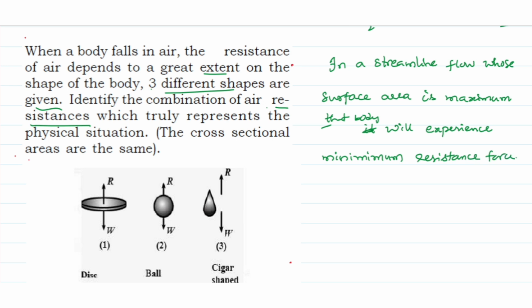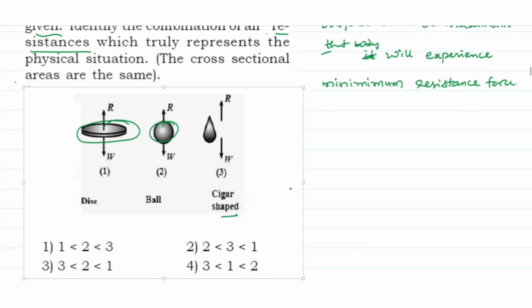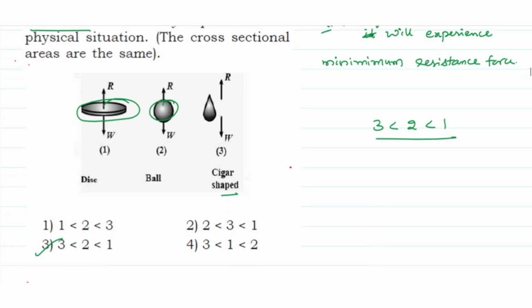So here among these three bodies, the area will be more for this disc when compared to this ball, and it will be more for the ball than the cigar shaped one. So obviously, which one will experience the greater resistive force, in order? The third body will experience the least resistive force, so you can write 3 is less than 2 is less than 1. So this will be the correct answer.